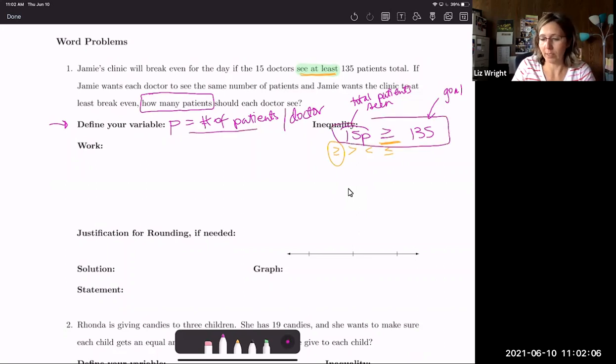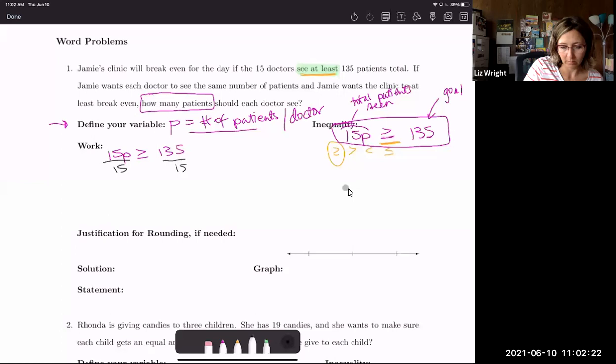Here's you defining your variable. Here's your inequality. Now we're going to show our work. So you're going to copy your inequality down here. 15p is greater than or equal to 135. Now you are going to divide both sides by 15. Punch that into your calculator. And you should end up with p is greater than or equal to 9.